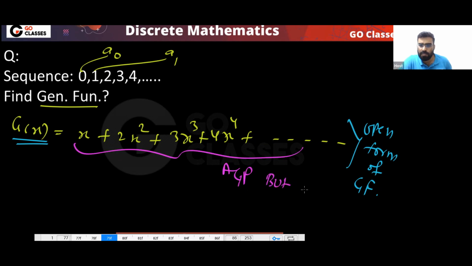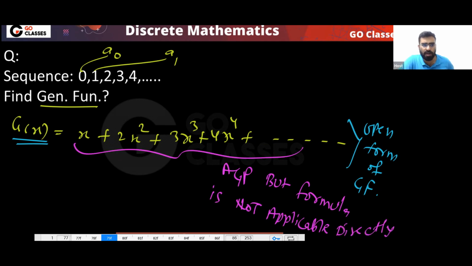But the formula cannot be applied directly. The formula is not applicable directly. So you cannot apply the formula directly. Remember, this is AGP, yes, this is AGP, no problem. But you cannot apply the formula directly. So what do you need to do for this?